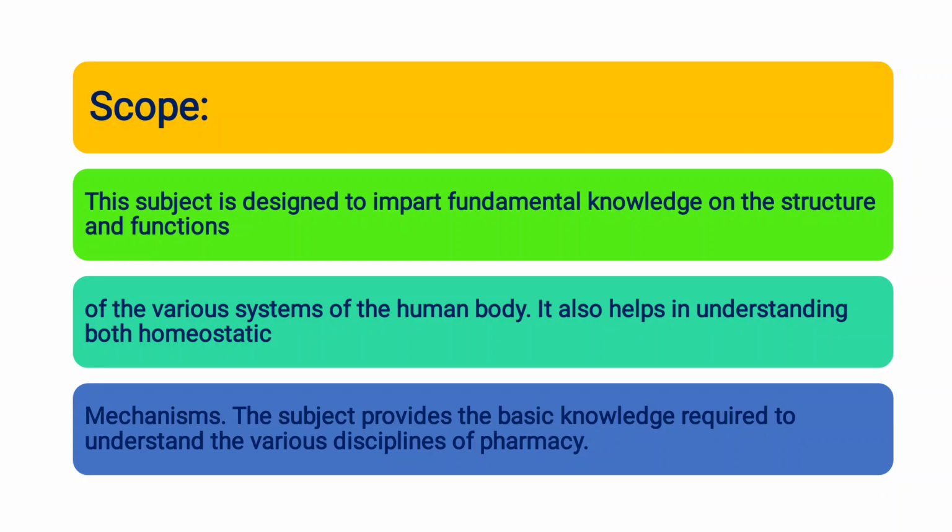Various systems of the human body, like the immune system, which protects from foreign diseases, the cardiovascular system, reproductive system, nervous system, and digestive system. These are different systems. Homeostasis means maintaining the internal environment. It also provides the basic knowledge required to understand the various disciplines of pharmacy.